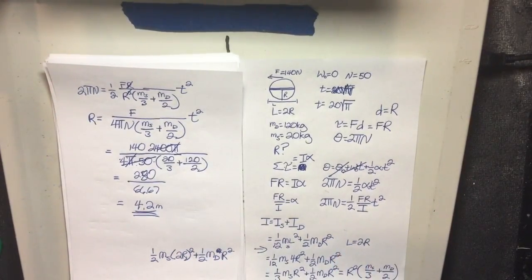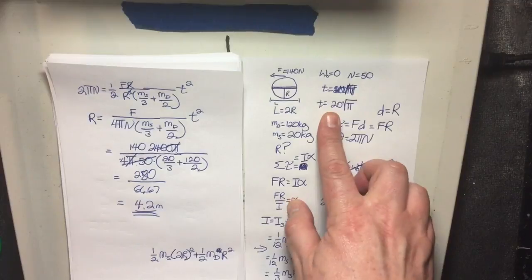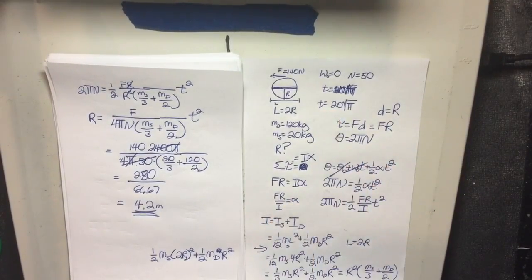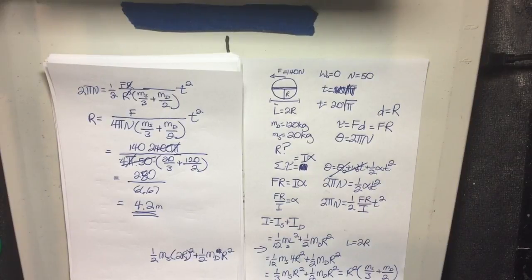The sign that I have planned the number is the time 20 times the square root of pi. That's me telling you I'm desperately trying to get the numbers to work, and that's the only way that I could.